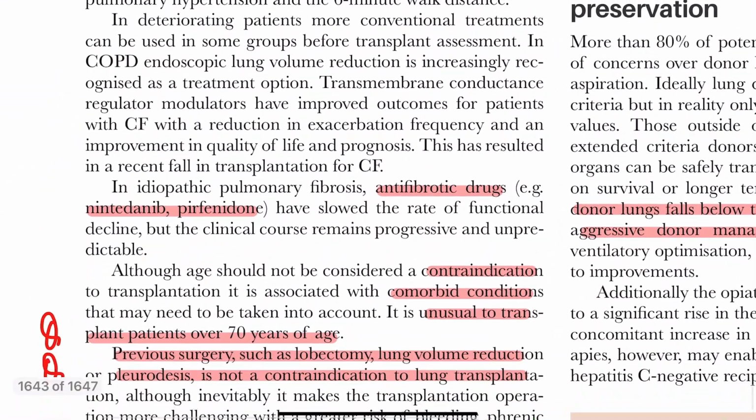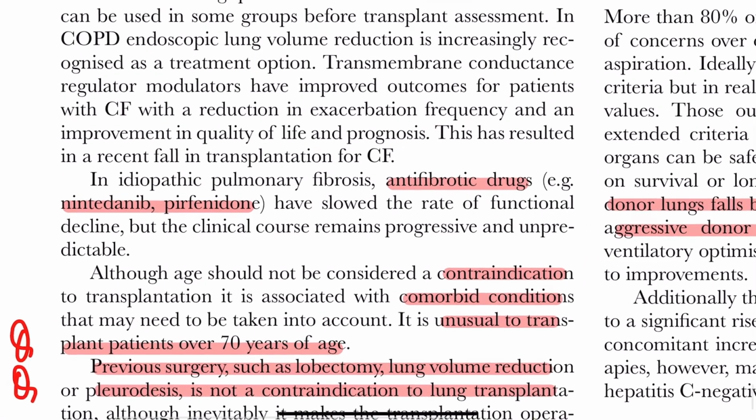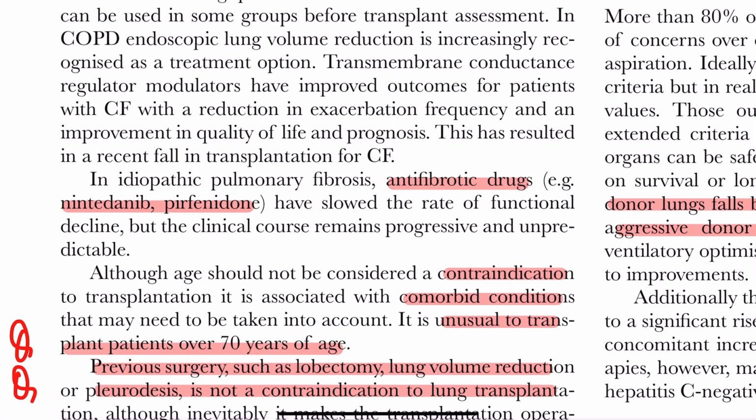Now come to idiopathic pulmonary fibrosis. First you go for antifibrotic drugs. In MCQ they will ask what are the antifibrotic drugs. So there are two drugs, nintedanib and pirfenidone. Pirfenidone. So this is an MCQ.